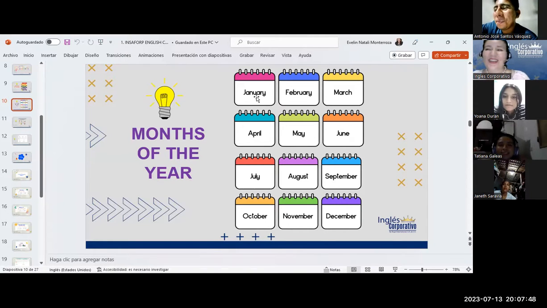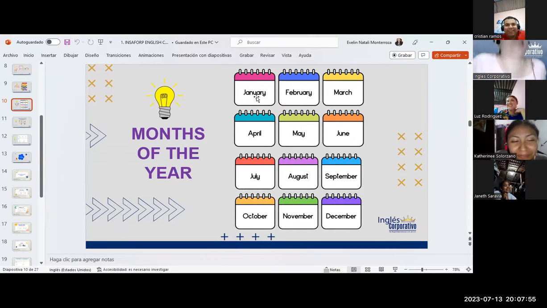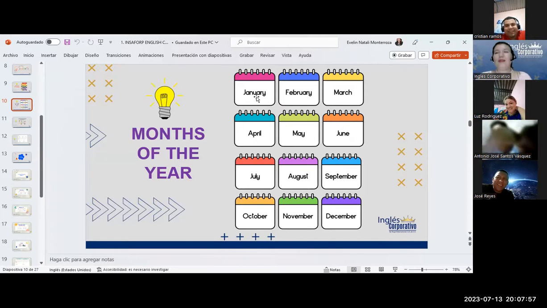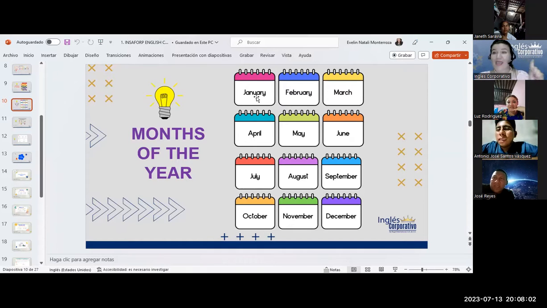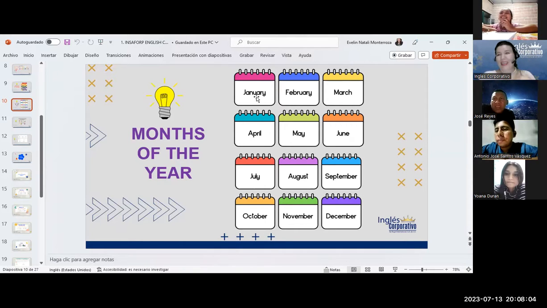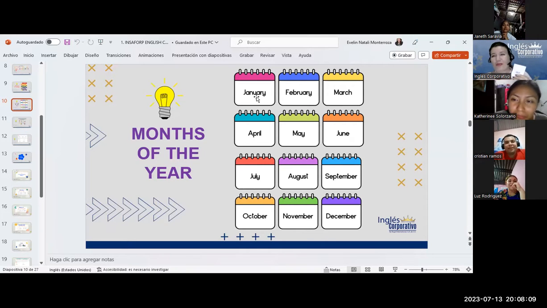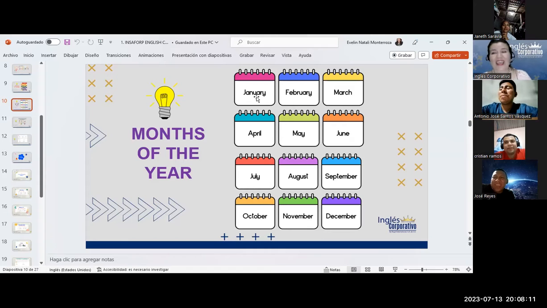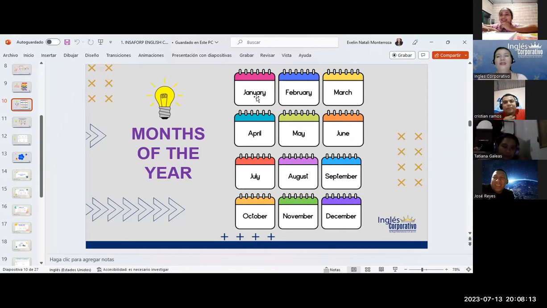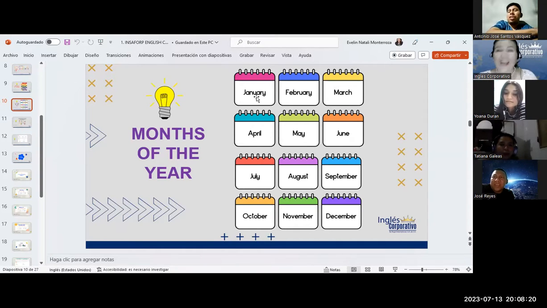October. December. Lo que dicen que el mes 10 es diciembre, ya andan con el aguinaldo aquí. October. Very good. What is the month number 5? May. What is the month of right now? In which month? July. Very good.